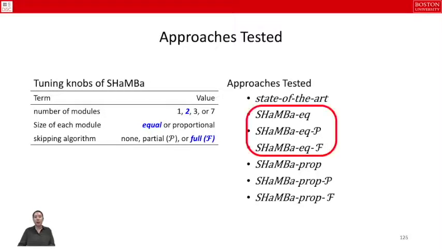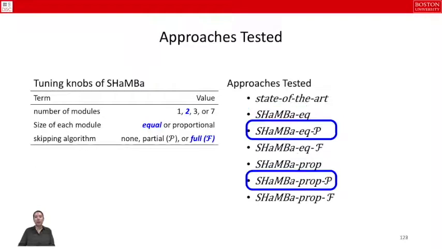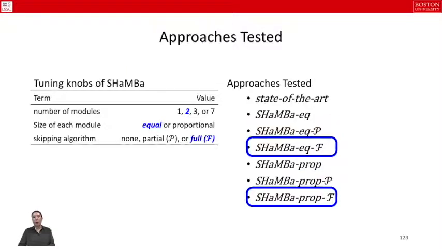First, the module sizes are either equal or proportional to the memory budget. Second, there is either no skipping algorithm, a partial skipping algorithm that allows skipping only part of the modules, or a full skipping algorithm that can skip the entire filter if there is no benefit.